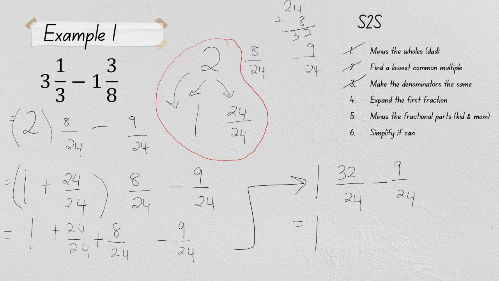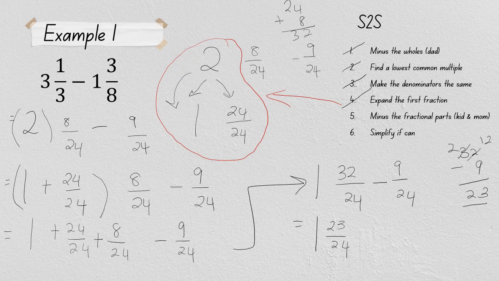What is 32 minus 9? So 32 minus 9 gives 23. So we have 23 out of 24. So this is what step 4 means just now when you need to expand the first fraction. It means that you need to expand the whole number and then you need to borrow or lend a part of a fraction to the first fraction where you need to subtract it with. So that is step 4.